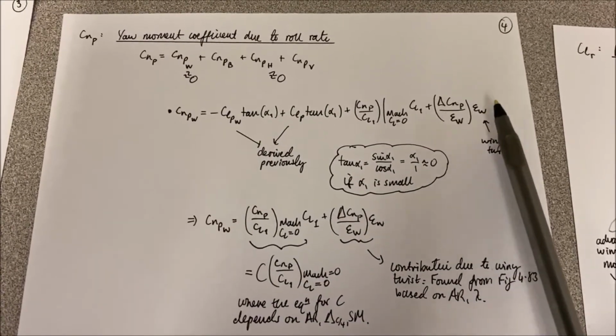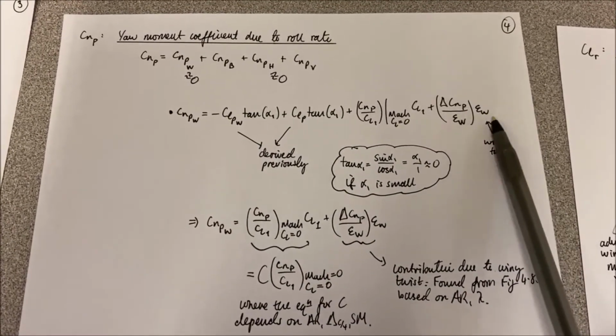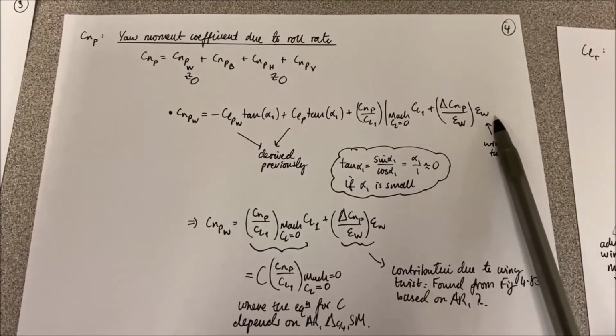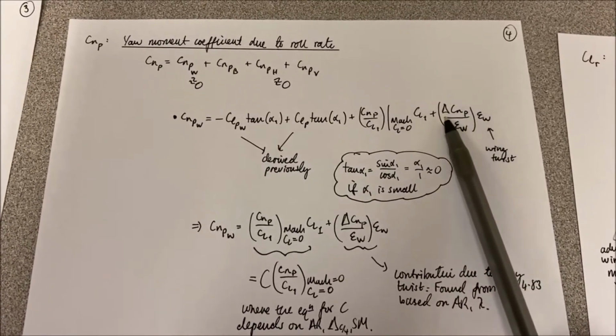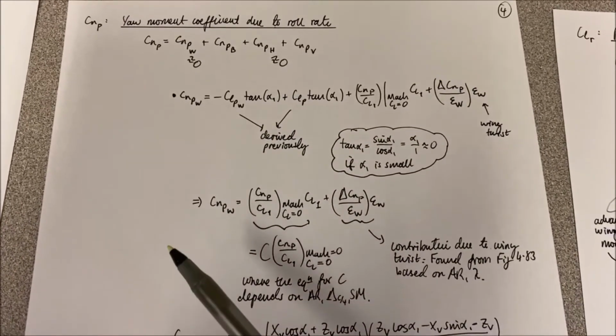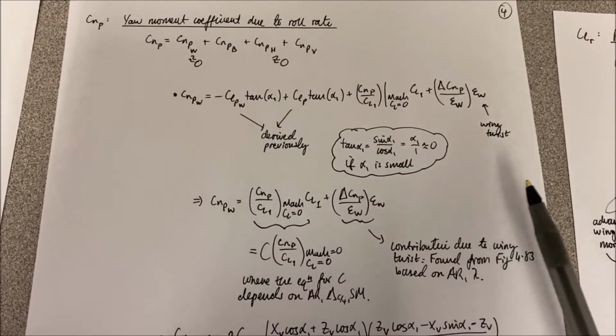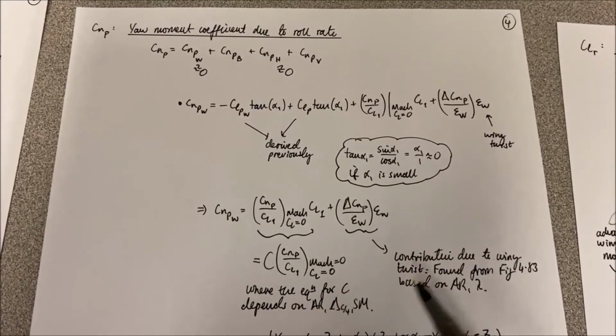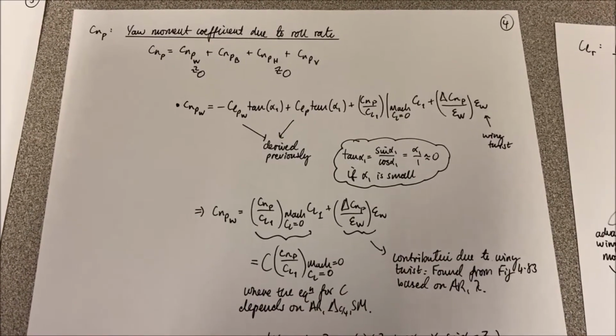Again, all of this goes into an equation which is based on some previously derived coefficients. Remember that epsilon sub w is the wing twist, so there's a coefficient associated with that. And again, a lot of these terms can be looked up in the various figures in the textbook based on some basic properties of the aircraft.